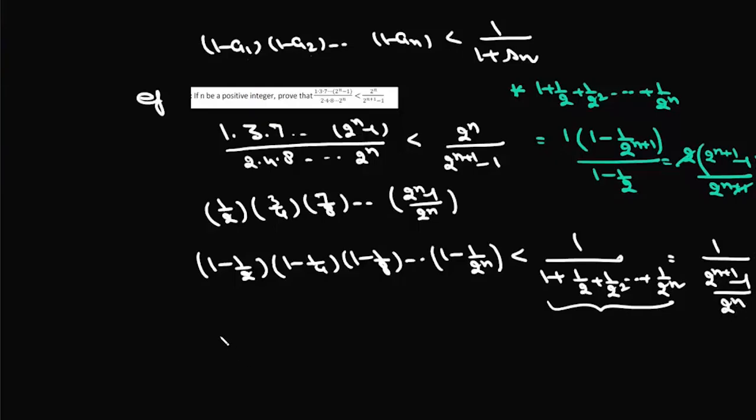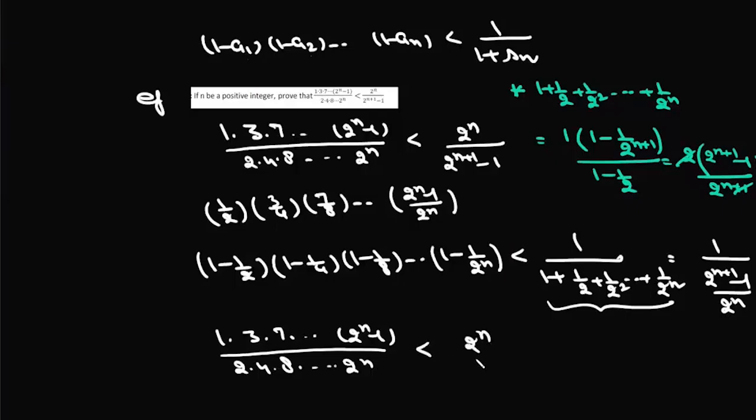So from here we can say this 1 into 3 into 7 up to 2 to the power of n minus 1 upon 2 into 4 into 8 up to 2 to the power n will always be less than 2 to the power n upon 2 to the power of n plus 1 minus 1.